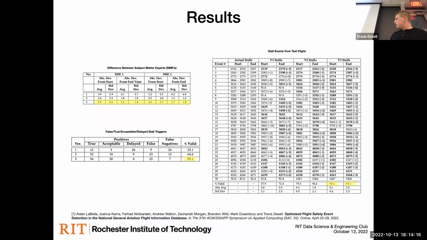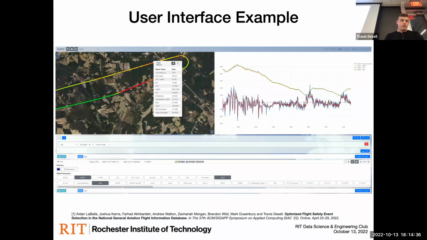Version 3 has the highest percent valid, and how we measured that was how far the deviation was from when the stall horn activates to when it ends, like which one has the least deviation. Version 3 excelled at that. And here's a user interface example.